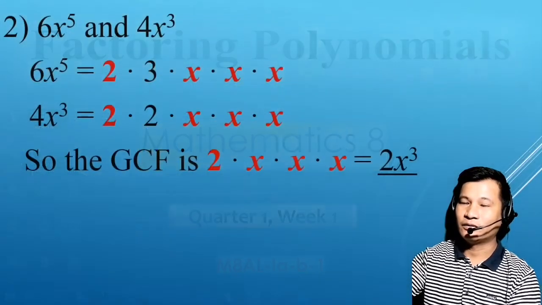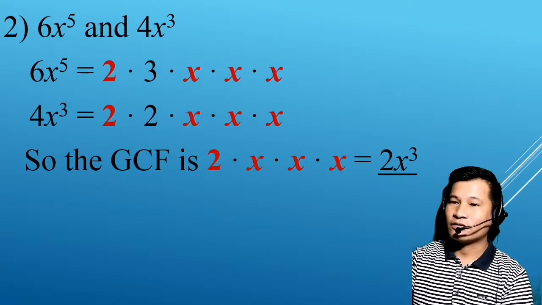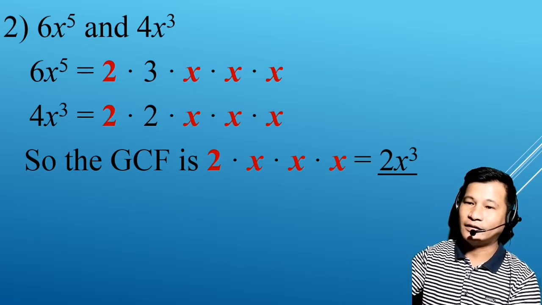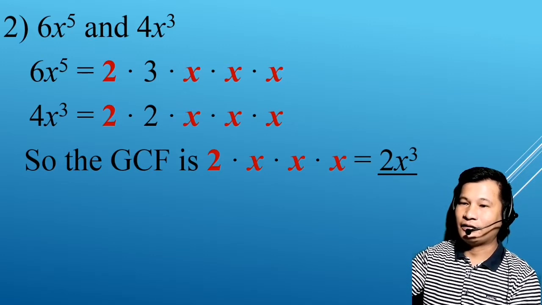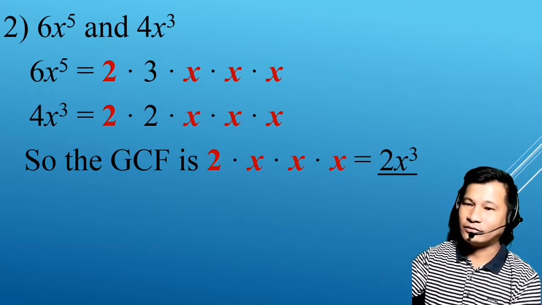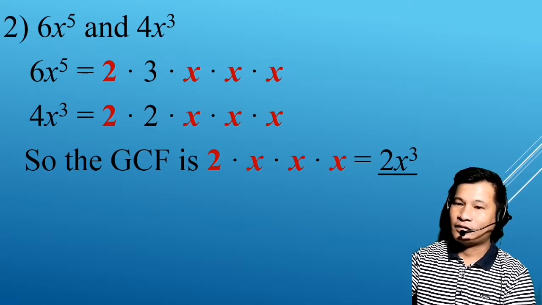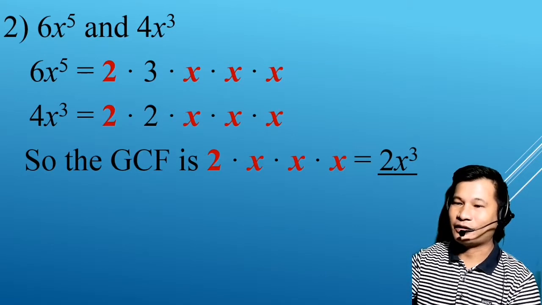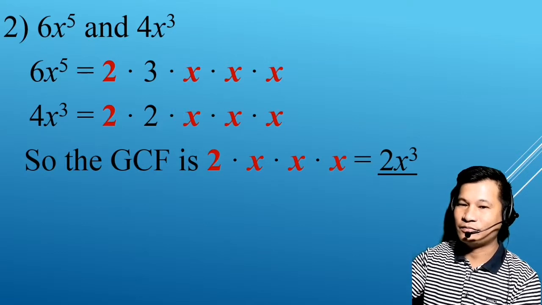For number 2, we have 6x to the 5th and 4x cubed. So the factors of 6x to the 5th are 2 times 3 times x times x. And then for 4x cubed, the factors are 2 times 2 times x times x times x. So the GCF is 2 times x times x times x equals 2x cubed.